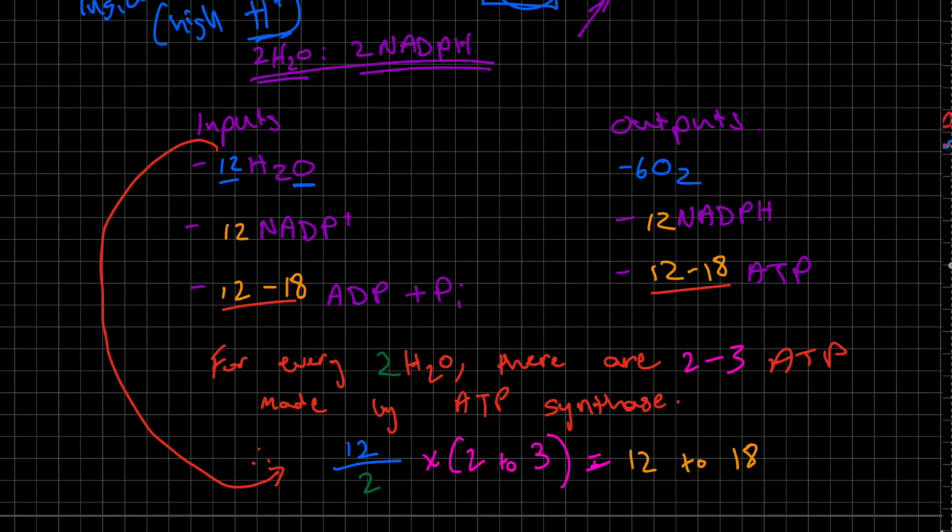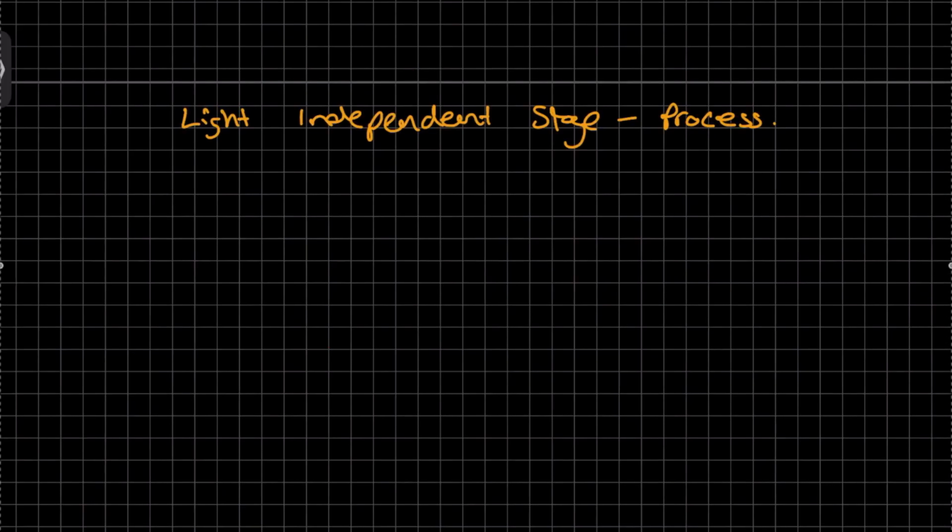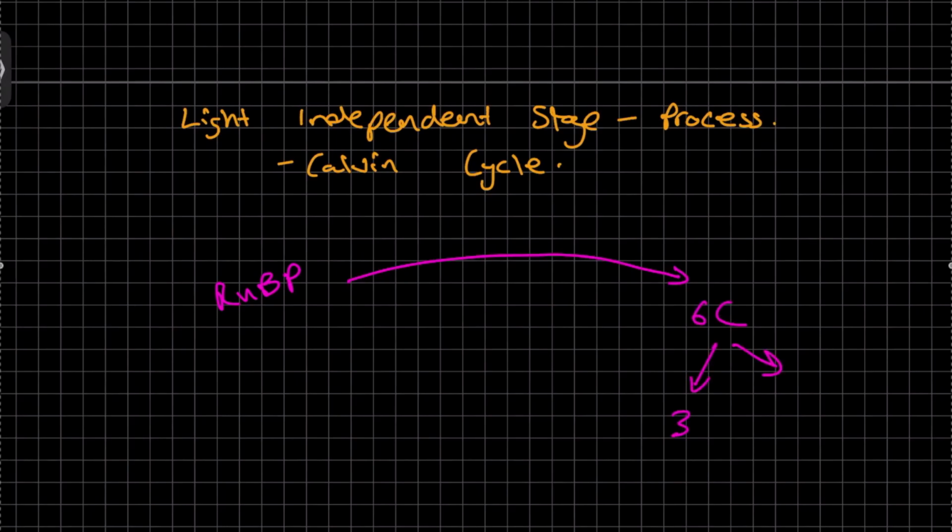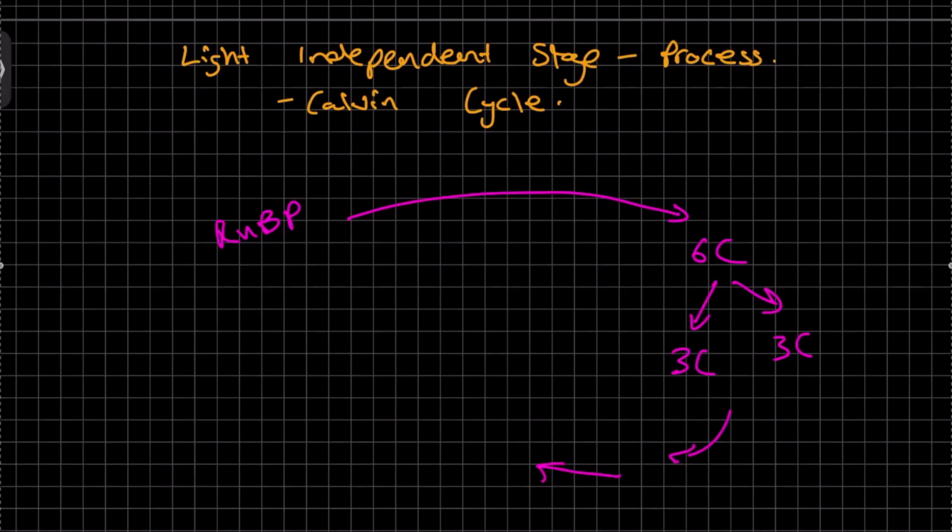Alrighty, so this was a rough overview of our light-dependent stage. Let's move on now to our light-independent stage of photosynthesis. The light-independent stage is also sometimes known as the Calvin cycle. As the name suggests, this process is a cycle which allows for the production of glucose. In this cycle, the last product of our cycle, known as ribulose bisphosphate or ribulose 1,5-bisphosphate, is turned into a 6-carbon intermediate, which then splits into 2 3-carbon molecules, which undergo further transformations to once again produce ribulose bisphosphate.